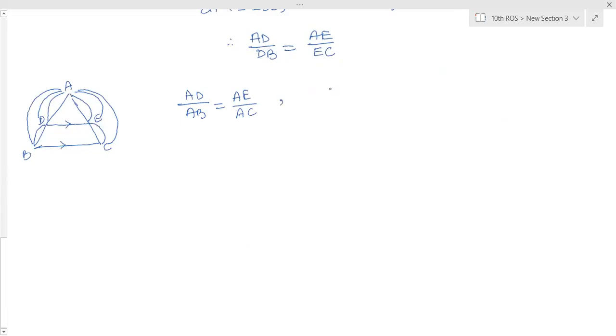As well as the whole side AB by the lower part DB, and the whole side of the other side, AC, by the lower part EC. These two ratios are also equal.